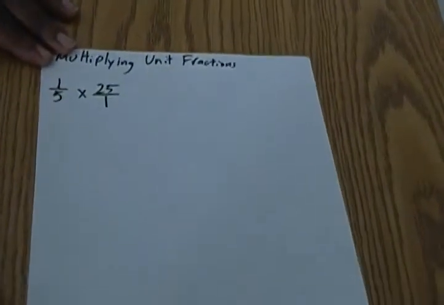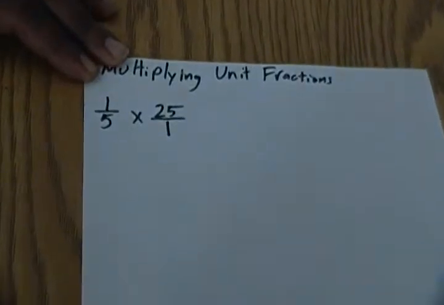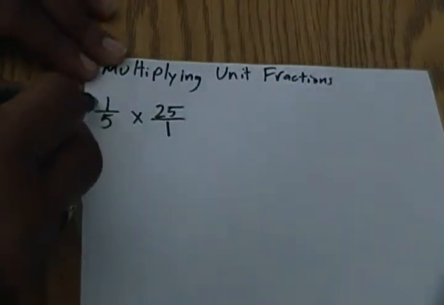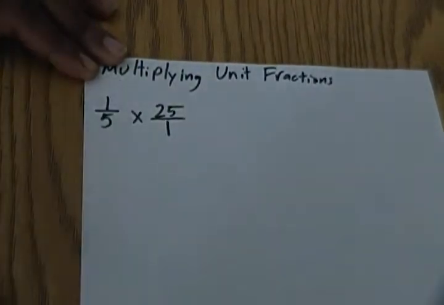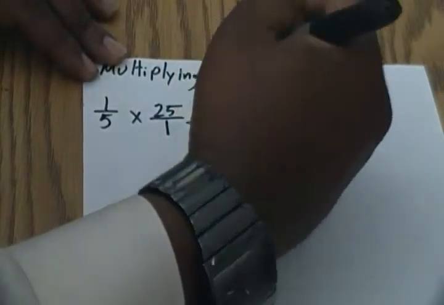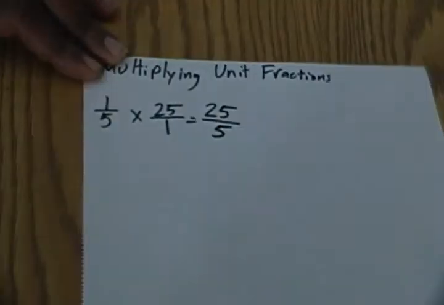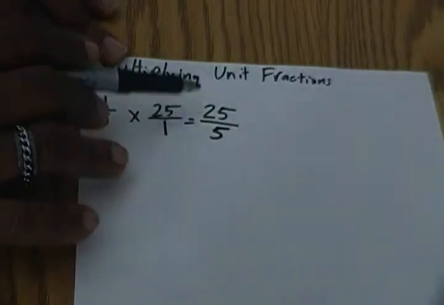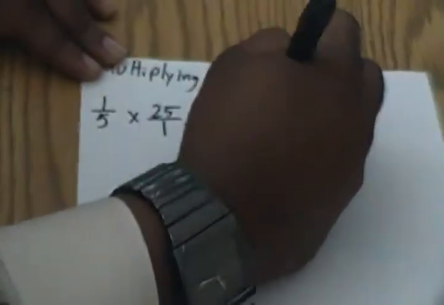Now what you'll notice here is that unlike when we are adding and subtracting fractions, you don't have to make the denominators the same. You just multiply straight across. So you have 1 times 25, which is 25. You have 5 times 1, which is 5. And now what you're left with is an improper fraction. What this says is 25 divided by 5. Well, we know that we can get 5 groups of 5 from 25. So therefore our answer is 5.